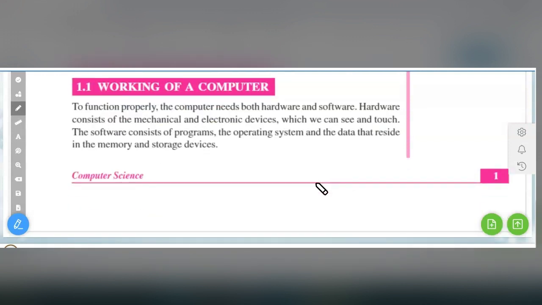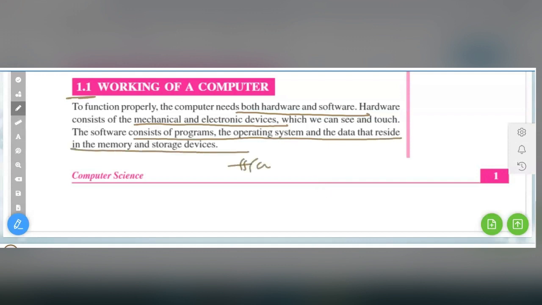So let's read. Working of a computer, that is your 1.1. To function properly, a computer needs both hardware and software. Hardware consists of mechanical and electronic devices, which we can see and touch. The same thing as they have told you in the definition. The software consists of programs, as I told you just now, and the operating system and the data that are there in the memory and storage devices.